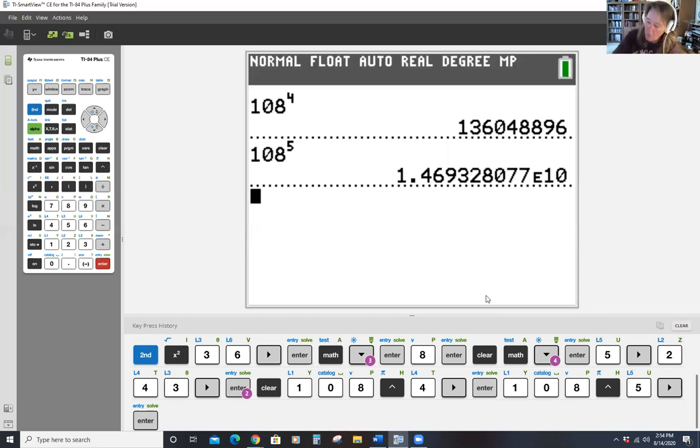So I want you to look, hopefully there's a little bitty picture of me. I'm going to try and hold this up so that you can see it. That's what you would have to write, because that number on the calculator means 1.469328077 times 10 to the 10th power. So the E just means times 10, and whatever number comes after the E is the power. Okay, so that's how you would write it. When you read it, that's how I expect you to read it.